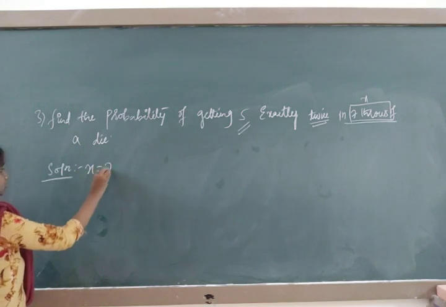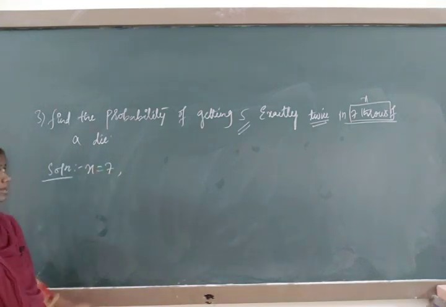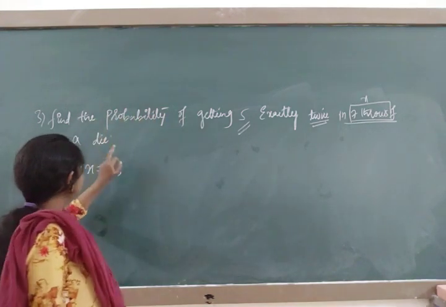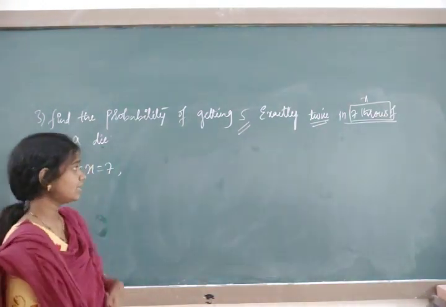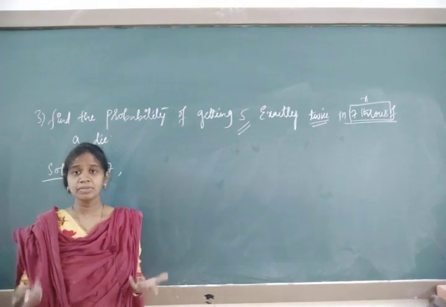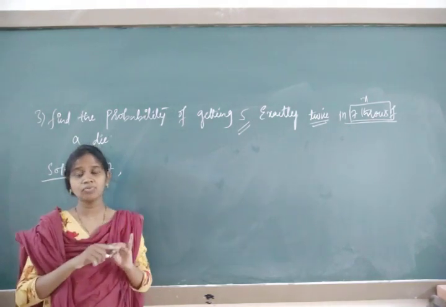N is equal to 7. What is P they are asking? In a die, this is our die, in the die we have to get 5. So we know that if it is a die, how many numbers are there? 1, 2, 3, 4, 5, 6.